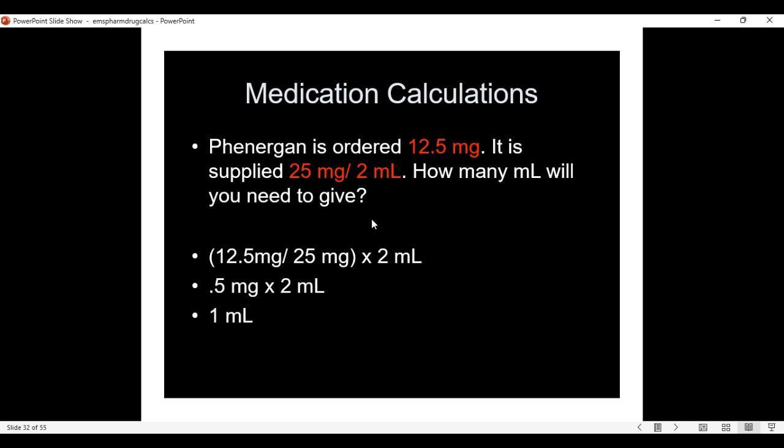There's an easier conversion of this. I would just convert this first, right? That there is 12.5 and 1 ml. So I need to give 12.5. So I would just give 1 ml. That's an easier conversion.